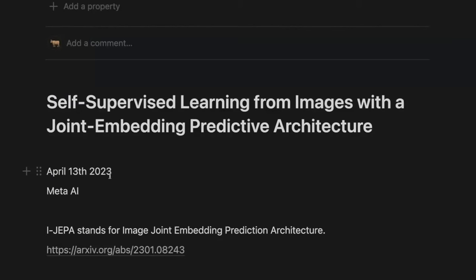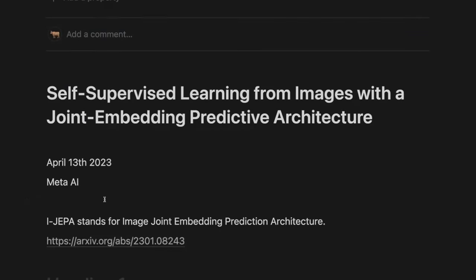This paper was released April 13th, 2023, from the team at Meta AI. That's where our friend Jan works. And it is titled Self-Supervised Learning from Images with Joint Embedding Predictive Architecture. So the I in I-JEPA is images, and the JEPA is joint embedding predictive architecture.